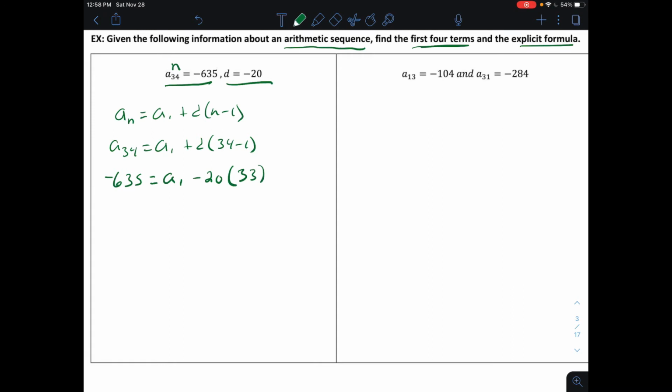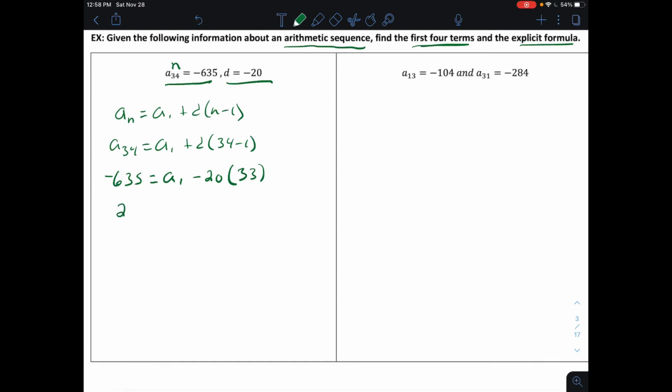And then we would work our way, we just would solve for a1. And we'd get a1 is going to equal 25. And so we can, right now, determine our explicit equation because we know a1 and our common difference. So the explicit form of this sequence would be a_n equals 25 minus 20 times n minus 1.